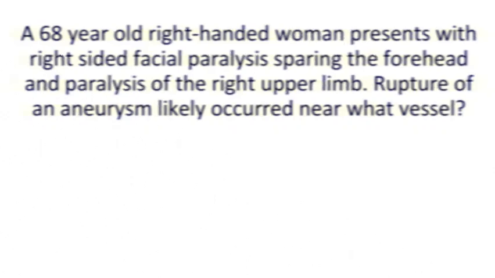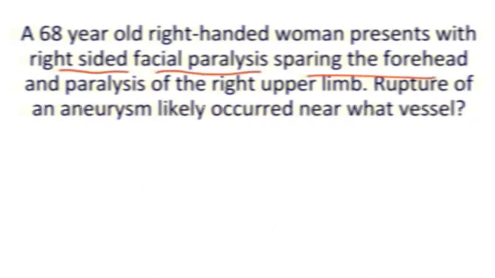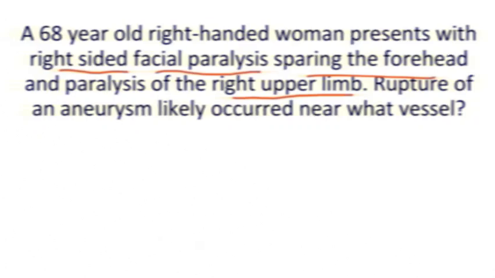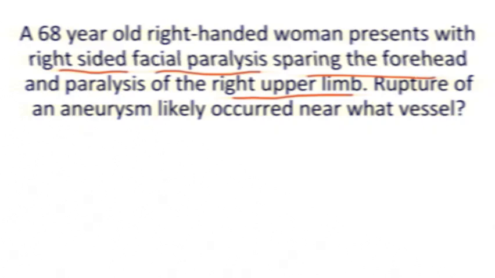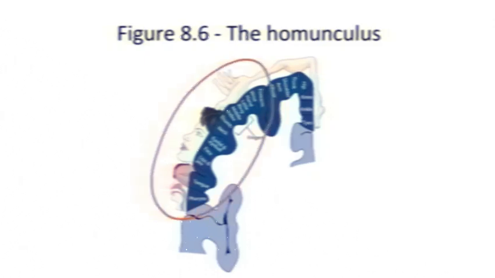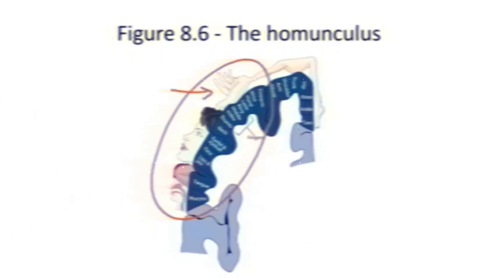Okay, from the question, we know that the patient has right-sided facial paralysis, sparing the forehead, and paralysis of the right upper limb. These symptoms should immediately make you think of the homunculus and its vascular supply. Let's pull up the homunculus so you can more clearly see what's happening. This is figure 8.6, which shows the homunculus. From this image, we can see that our patient has damaged this region of the homunculus because we know that the patient is experiencing paralysis of the upper extremity and the face.